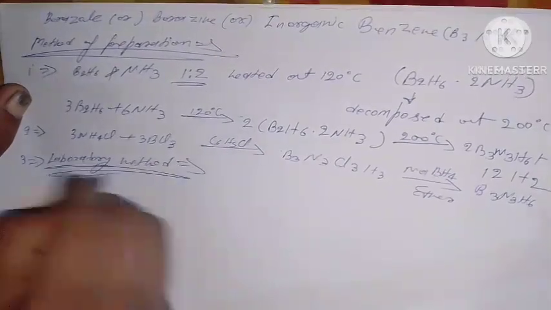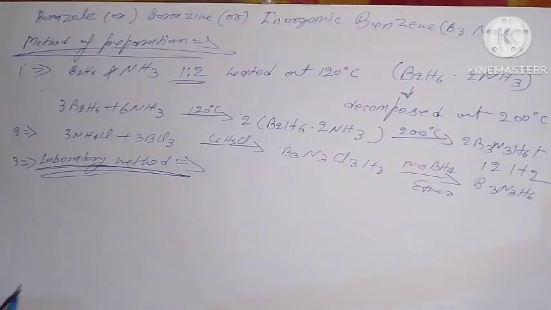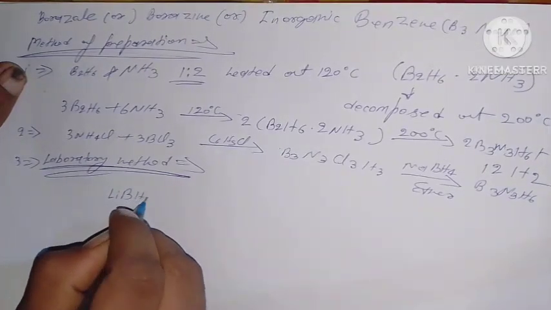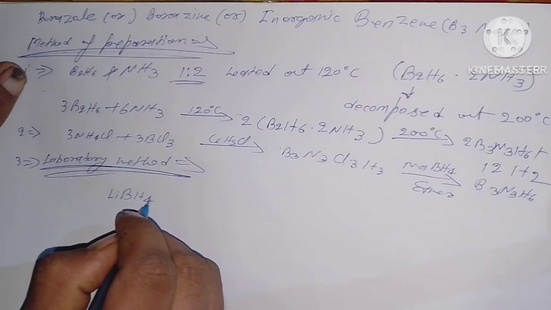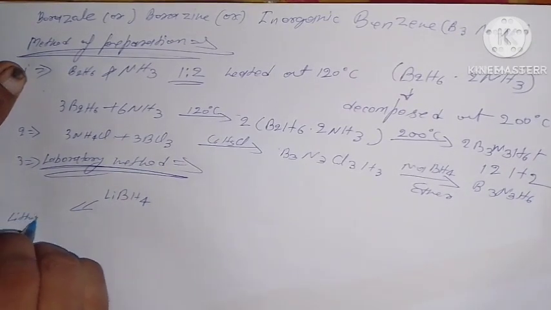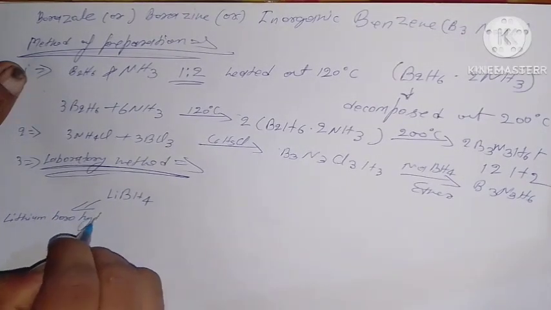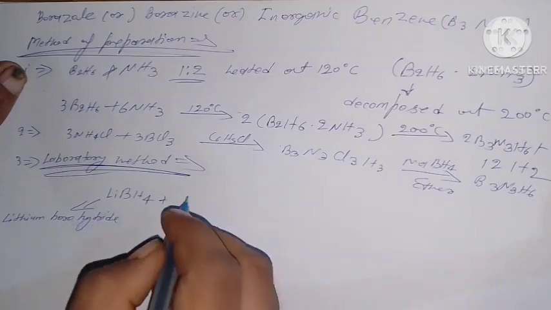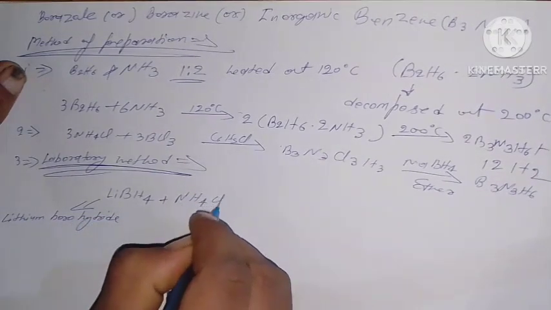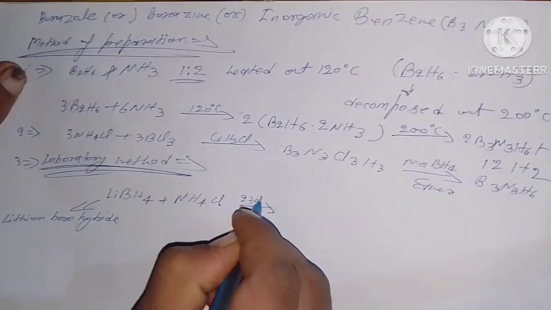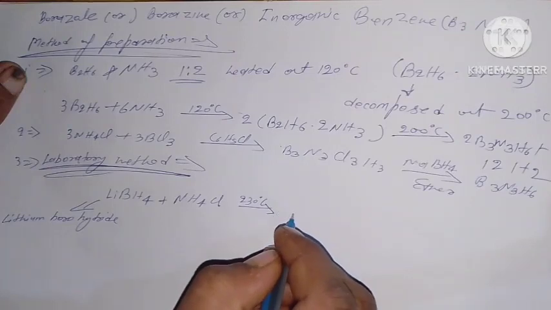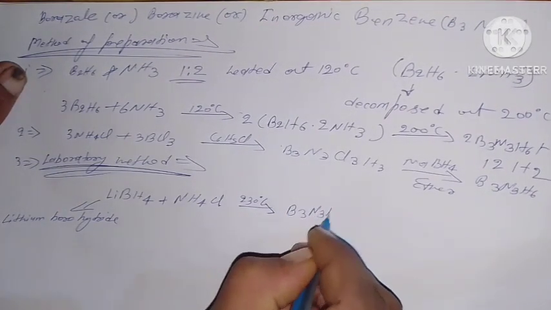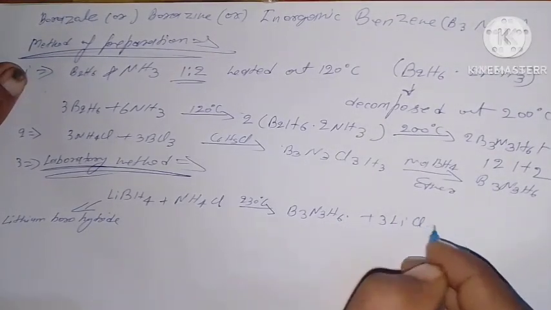Third point. Laboratory method. How to prepare borazole by the help of a laboratory method? When LiBH4, lithium borohydride, is heated with NH4Cl at 230 degrees Celsius in vacuum, borazole is obtained: B3N3H6 plus 3LiCl plus 9H2.